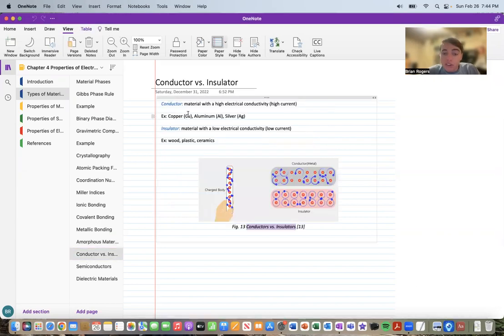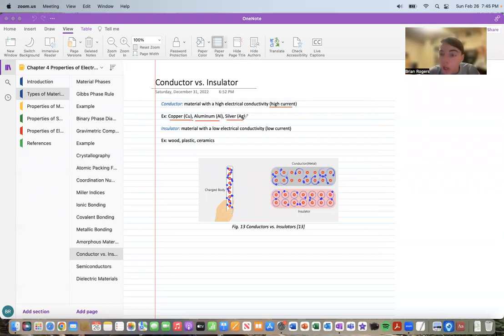Now, conductors versus insulators. So conductors have high electrical conductivity. And so in electrical engineering, we work with a lot of conductors. And so they pass through a lot of current, and so they have little resistance. They're willing to let current just pass through. So copper is a really good example. Aluminum and silver are both really good conductors at having electricity flow.